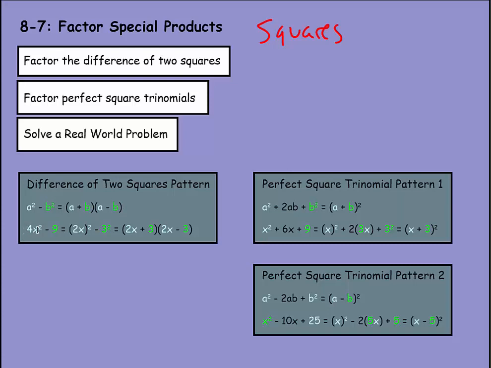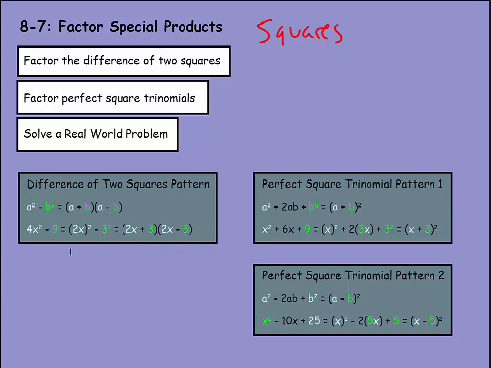You have 4x squared minus 9. Both of these have a square root. So that could be a squared minus b squared, which would be 2x squared minus 3 squared, which would translate to 2x plus 3 times 2x minus 3.